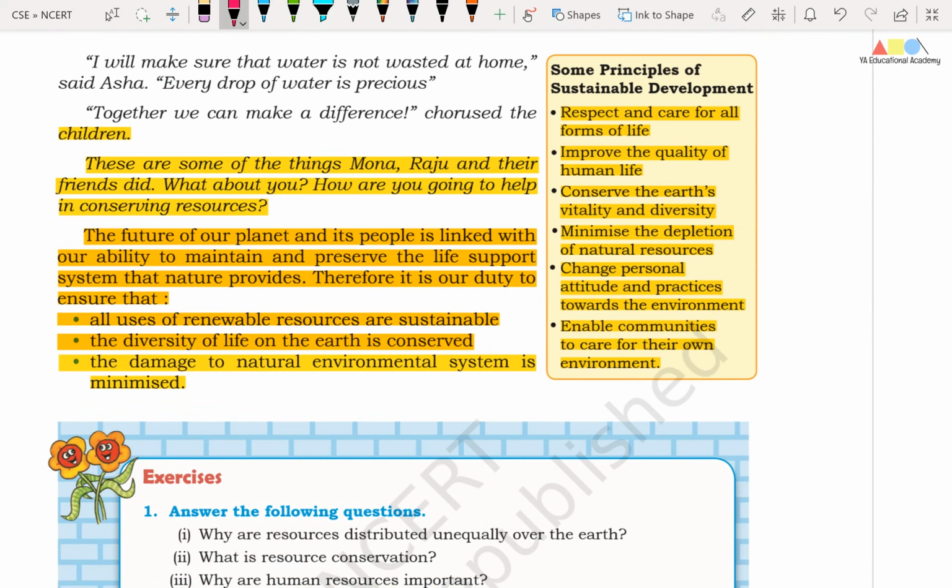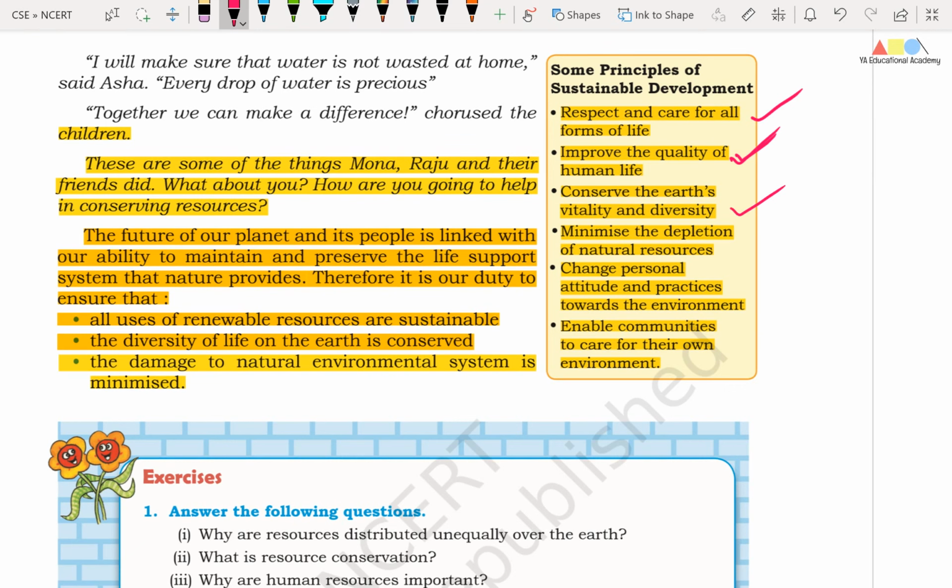Right friends, we will try to understand some of the principles of sustainable development. Those are respect and care for all forms of life. This is the first one. And the second thing is improve the quality of human life. Friends, by improving the quality of human life, we can reduce the wastage of resources. And we can utilize the resources in the best possible way and in an efficient way.